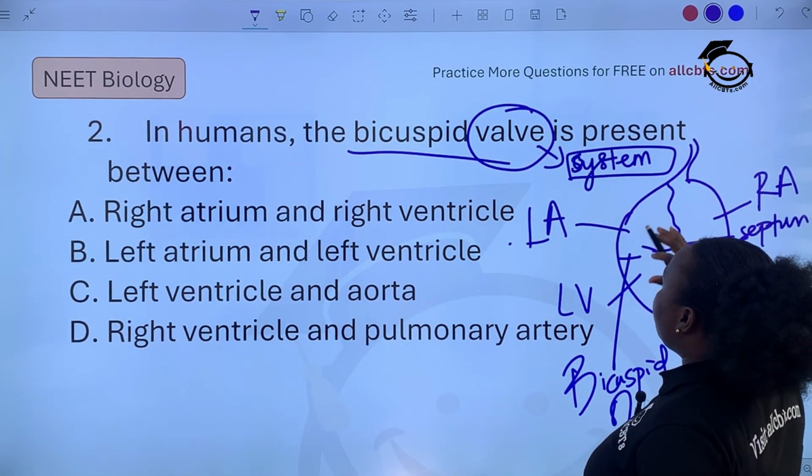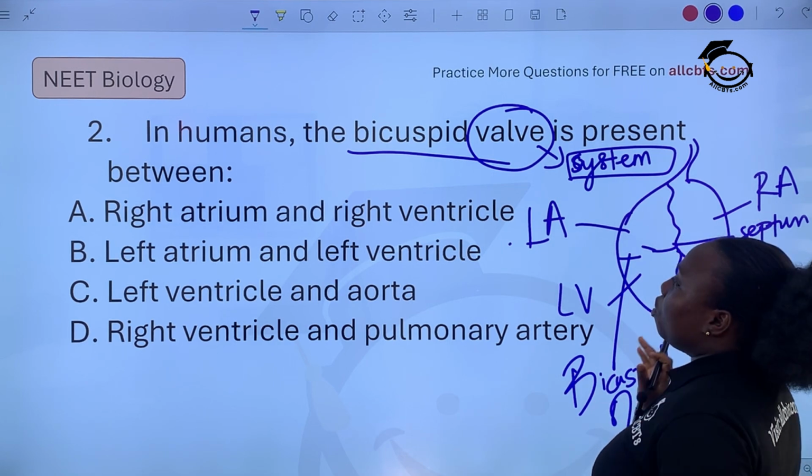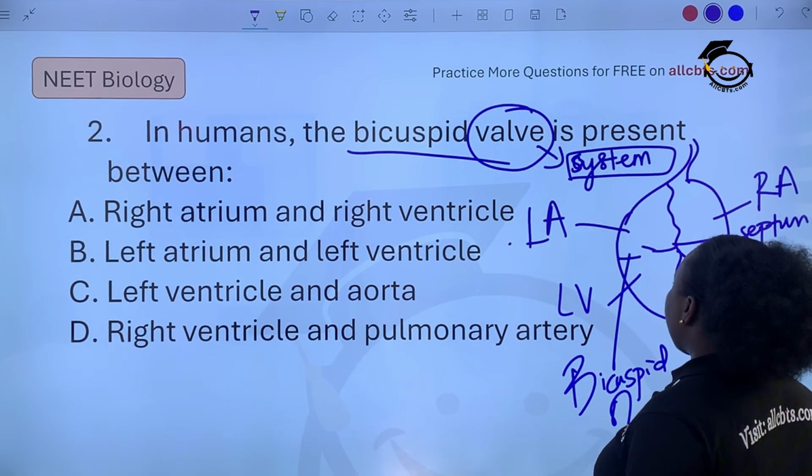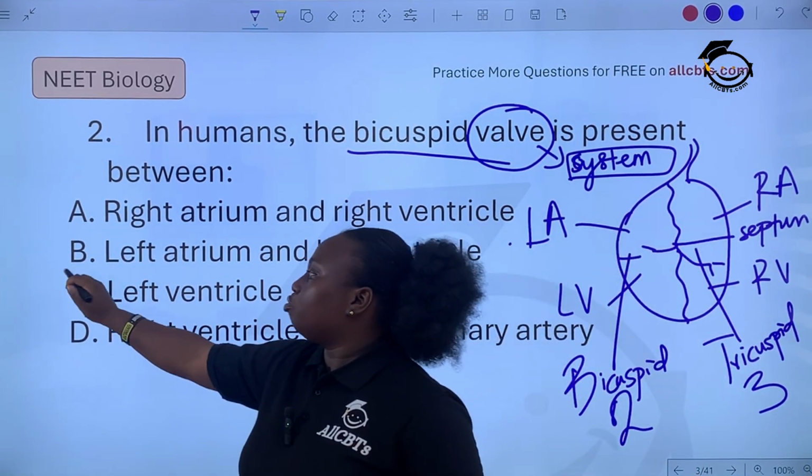Why? Because this is the part that has the bicuspid valve, while the tricuspid valve is found between the right atrium and the right ventricle. That's option B.